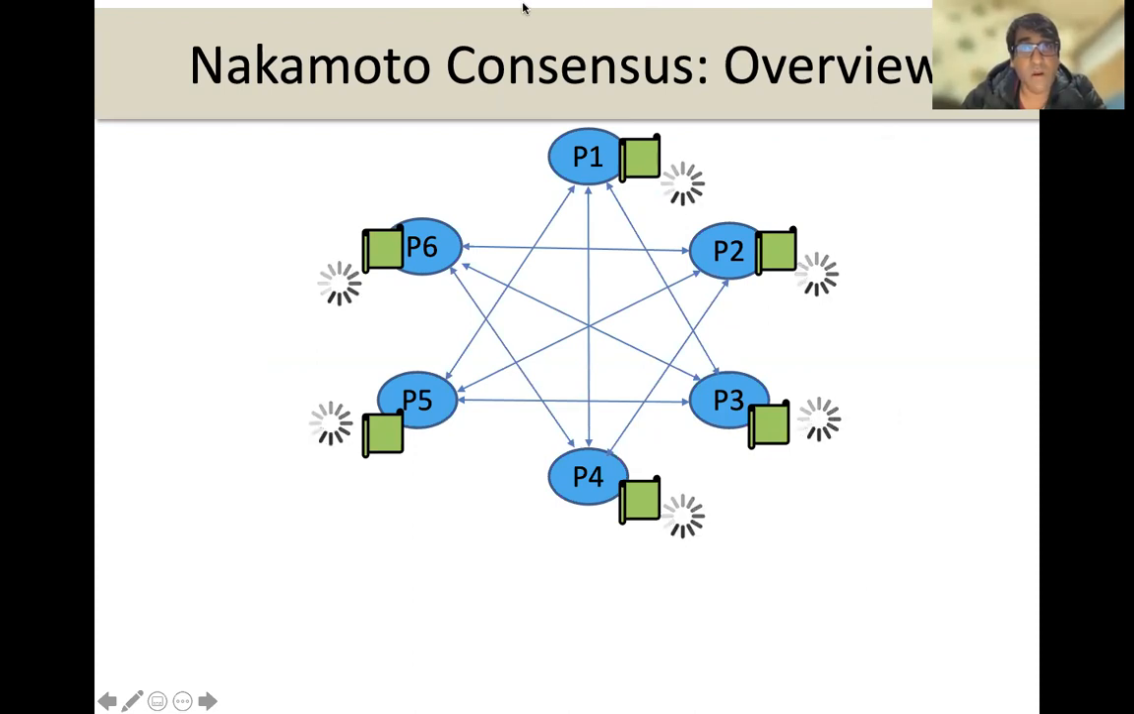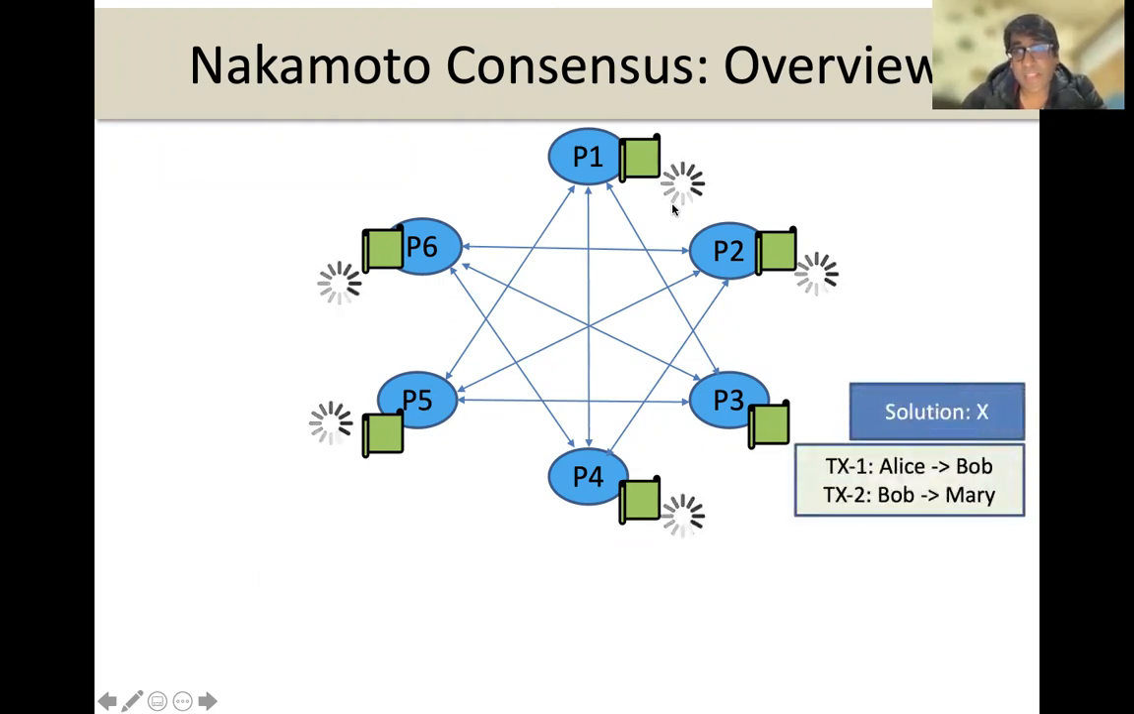And they are all trying to solve this proof of work puzzle. Eventually, one of them gets lucky, right? Just somebody gets lucky at some point. Let's say P3 got lucky at some point. And that's when they have found a solution. They have a block and they have a hash corresponding to that block.